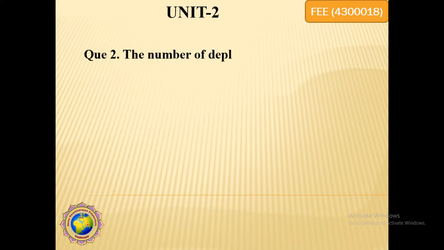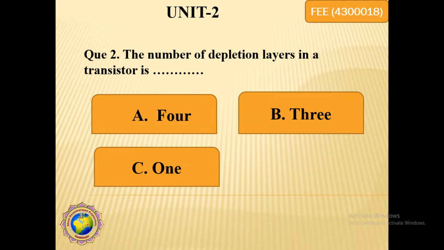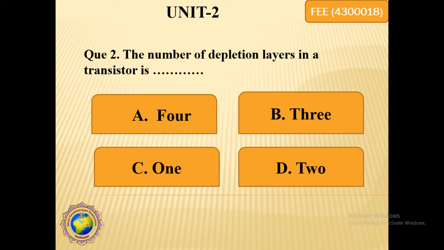Question 2. The number of depletion layers in a transistor is A, 4; B, 3; C, 1; and D, 2. Kindly note down your answer in the notebook.